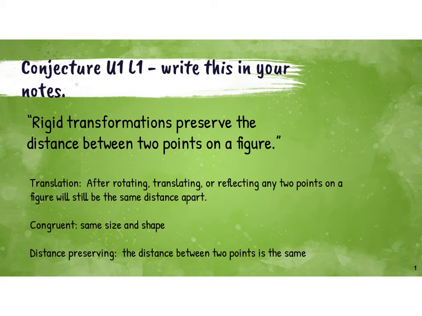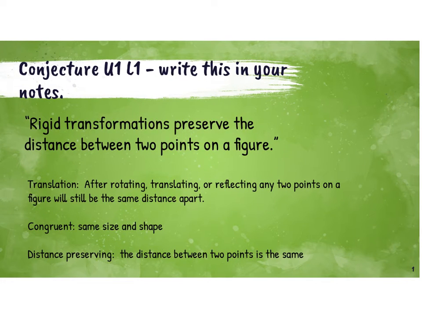Okay, so every lesson that we do is going to have a conjecture, which is the big idea or the key idea of the lesson. So in this lesson, the conjecture is here. Rigid transformations preserve the distance between 2 points on a figure. So you copy this down onto your lined paper, you write the word conjecture before it, and then you write that quote. That's what you need to understand about this lesson.